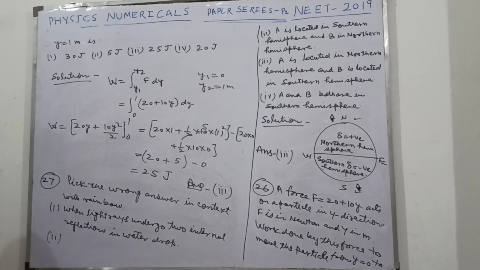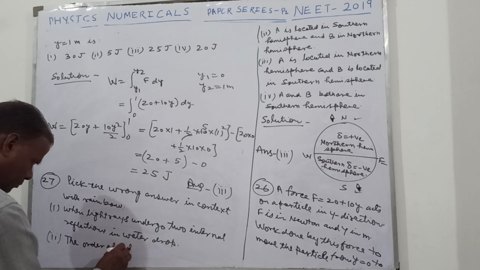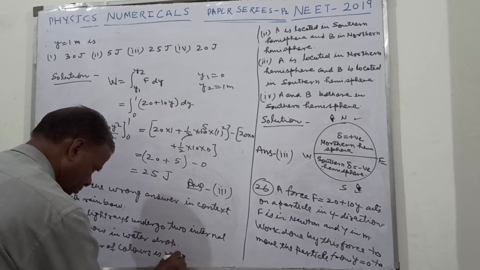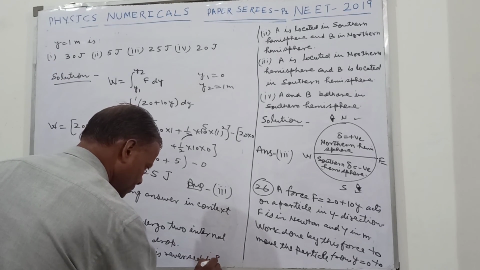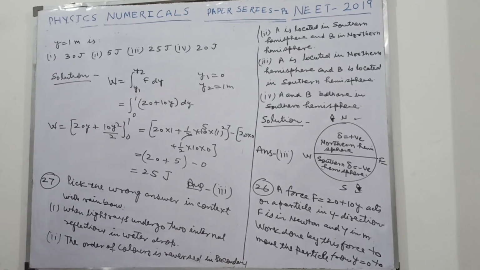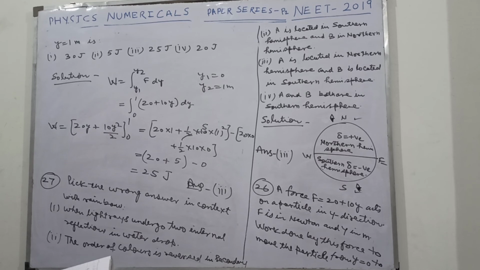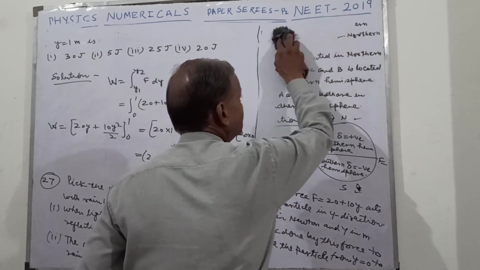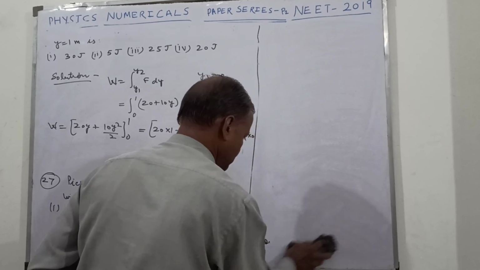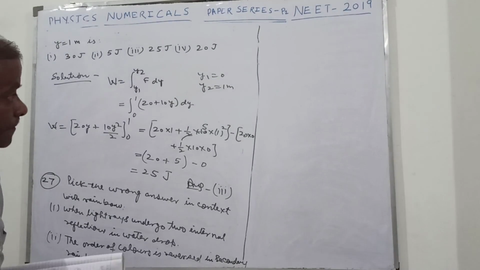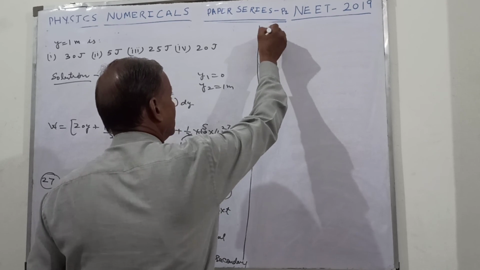Second, the order of colors is reversed in secondary rainbow. And now option third.